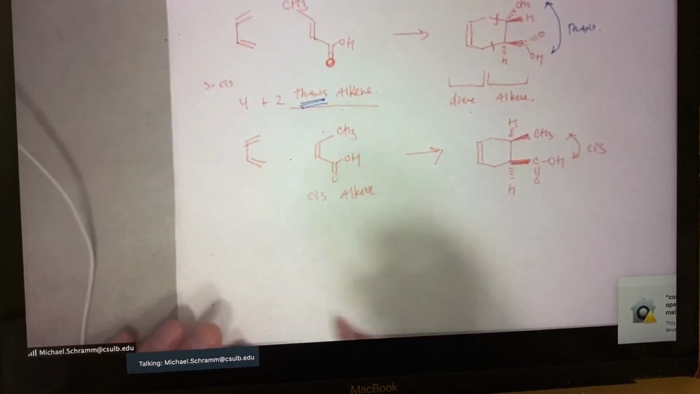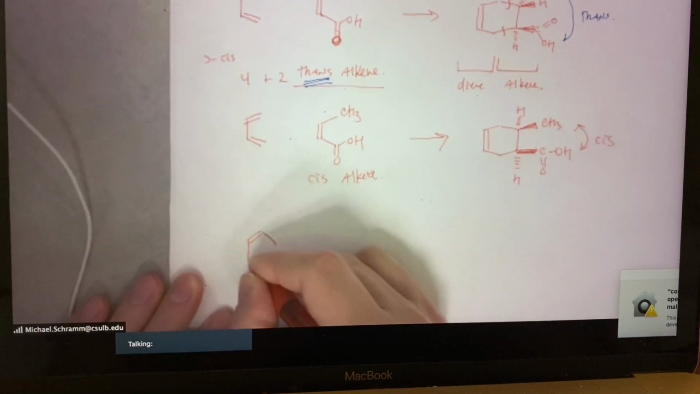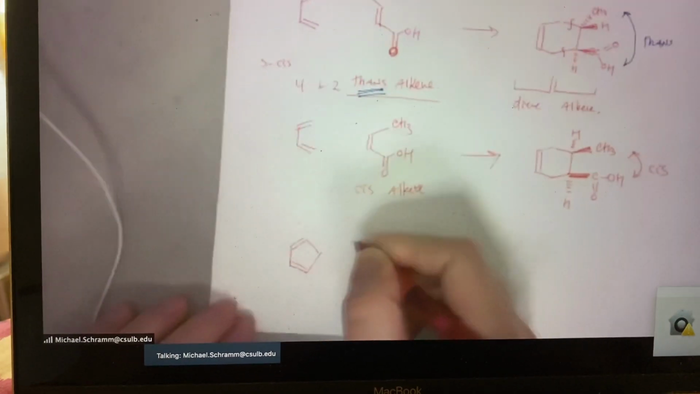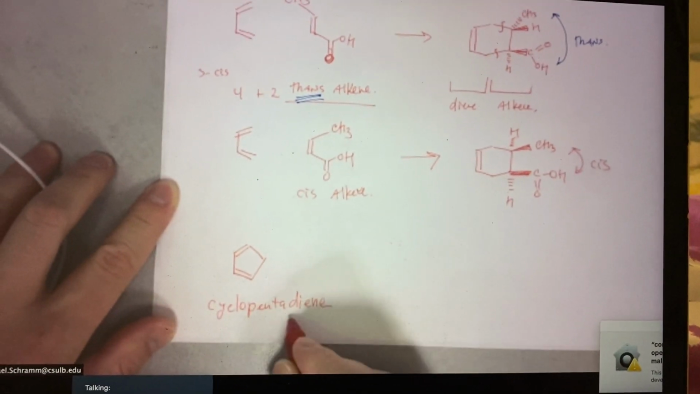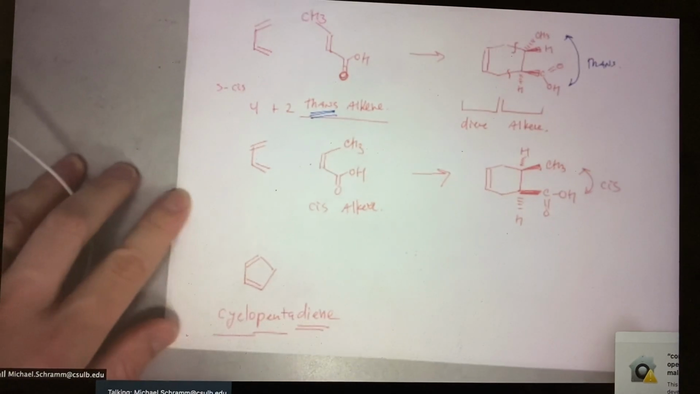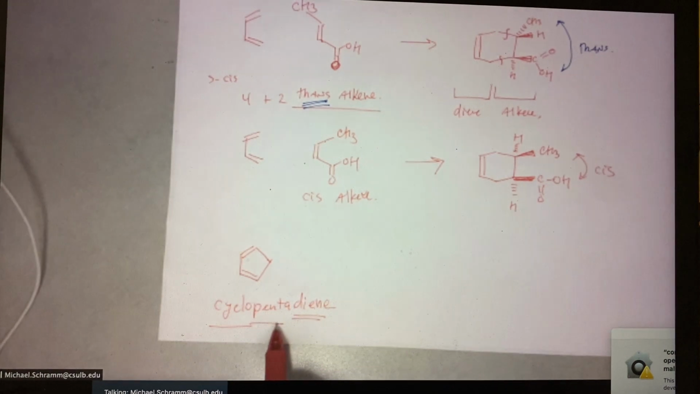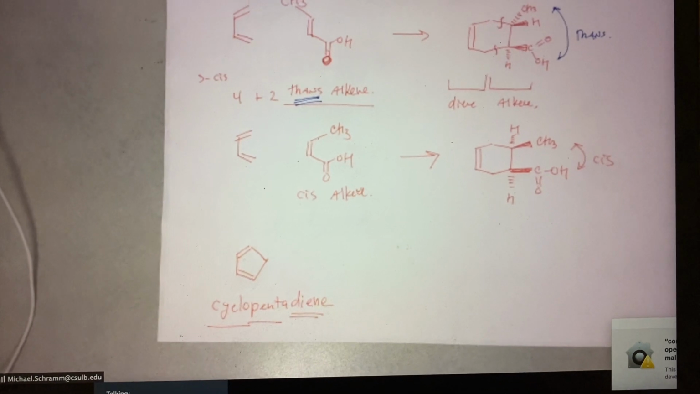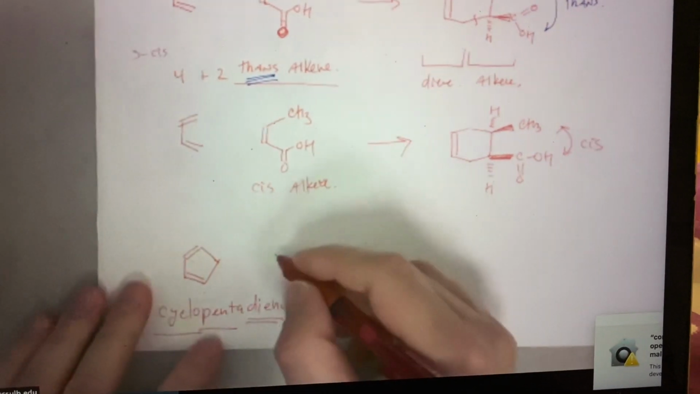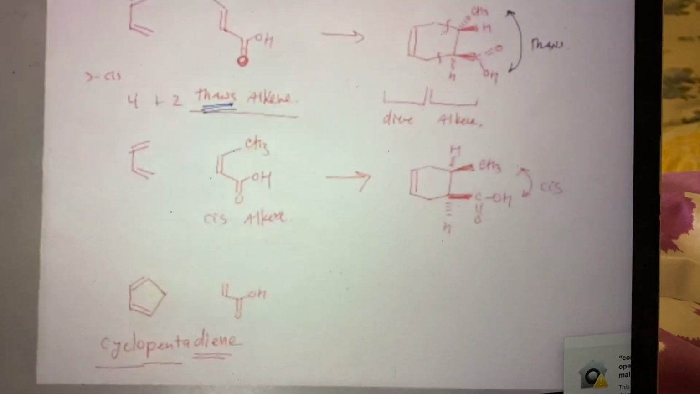There's another very, very commonly used diene in Diels-Alder reactions. It's called cyclopentadiene. See if you can deconstruct where it comes from, right? It's obviously 5 carbons. It's a ring, cyclopentane, but the functional group in it is a diene. It's cyclopentadiene. And we're going to look at how this particular compound reacts with an alkene.